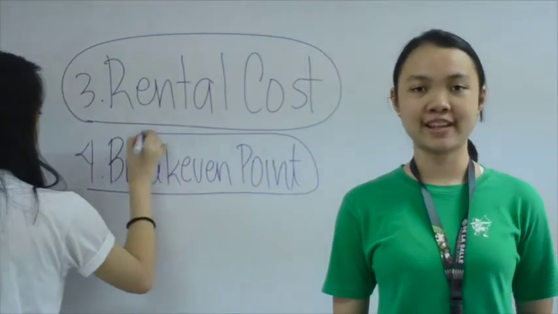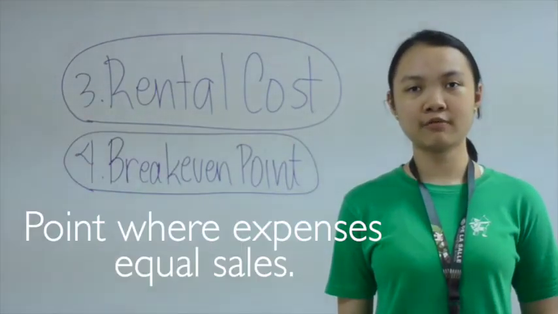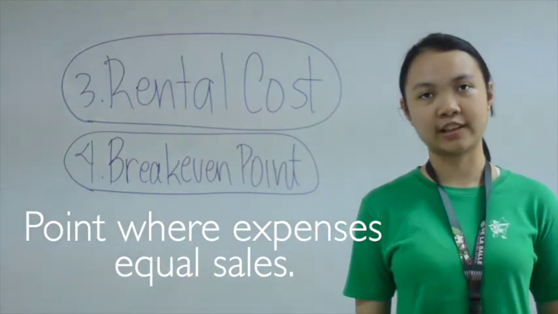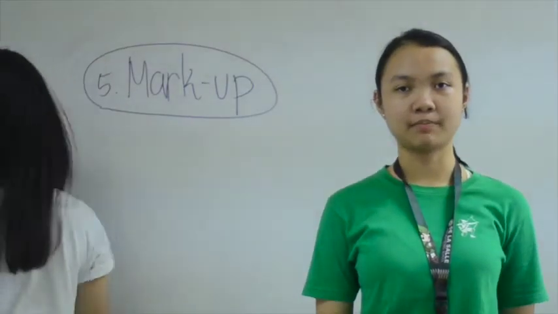Number 4. Break-even point. This is the point where expenses equals sales. And last, we have markup, the interest of products. Now let's get into it. To make things easier, let's visualize the situation.